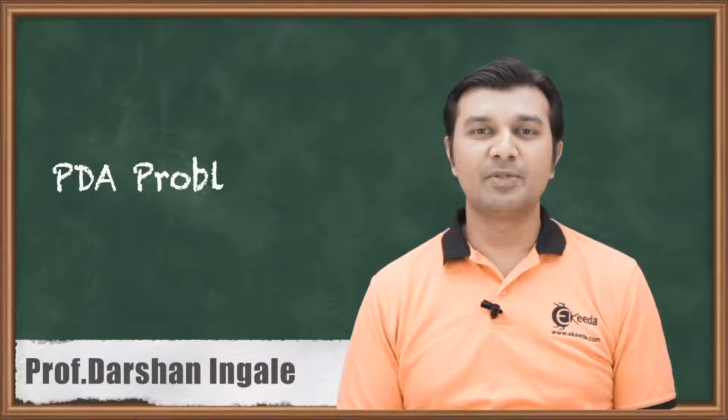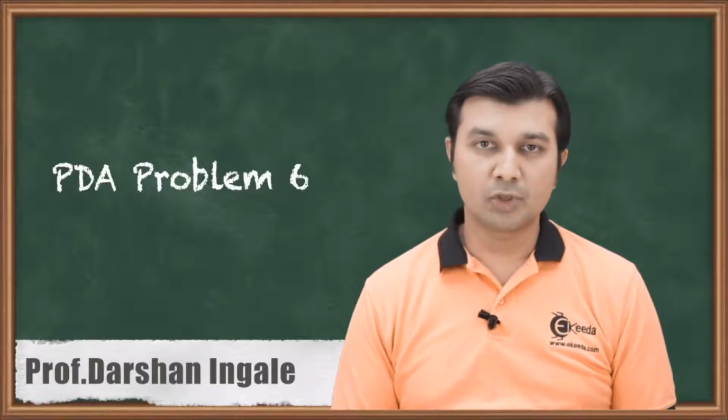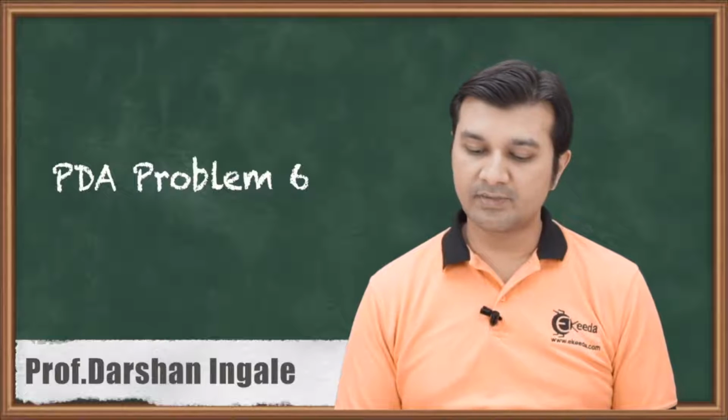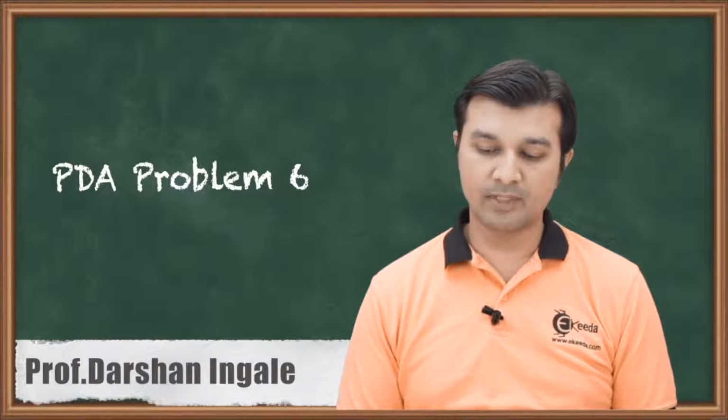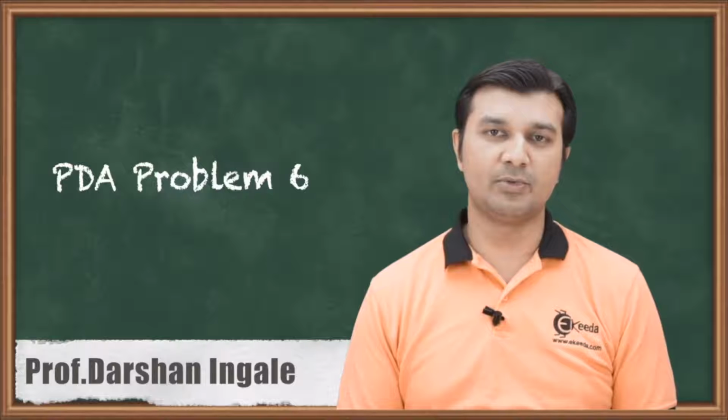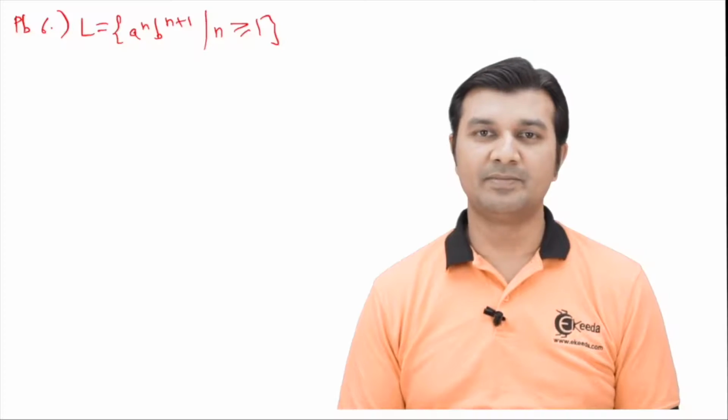Hello friends, welcome to the next problem. Problem number 6 of push down automata. The language given is a raised to n, b raised to n plus 1, n greater than or equal to 1. Let's get started with the problem.